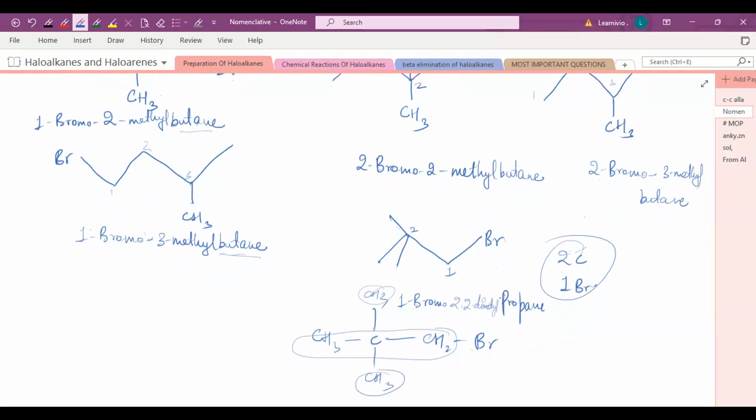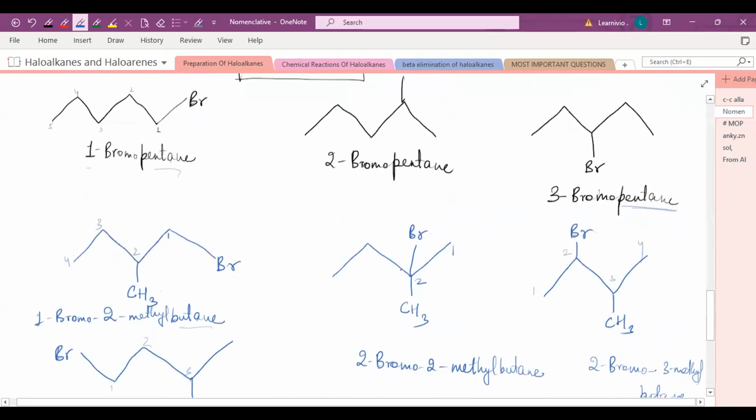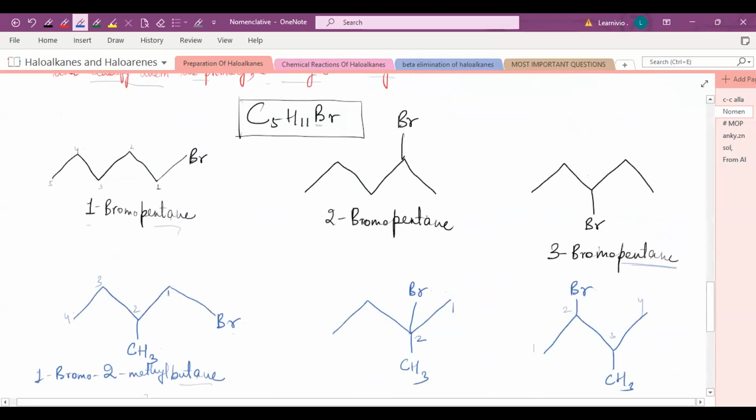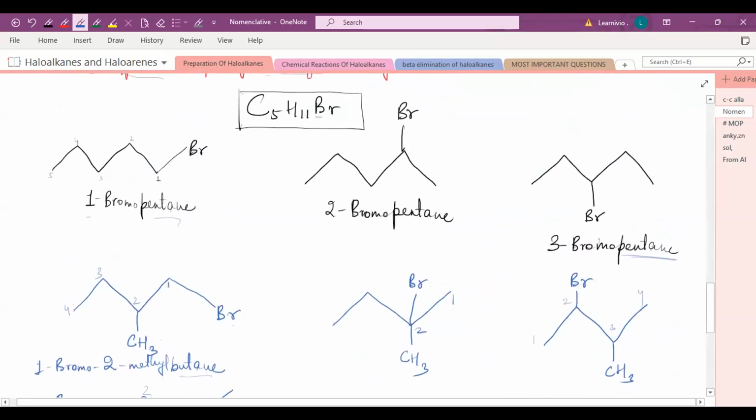Now any question can come, like if they just change the molecular formula, they will give you some molecular formula and they will ask you to draw all the structural isomers and write down the IUPAC name, and also one more thing, classify each and every isomer as primary, secondary, or tertiary. Tell me the first one. Primary.